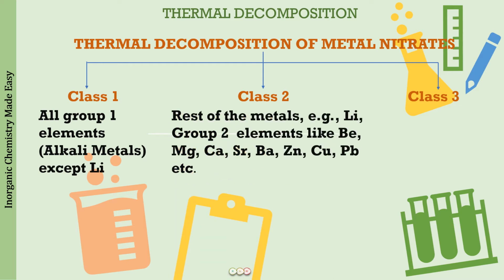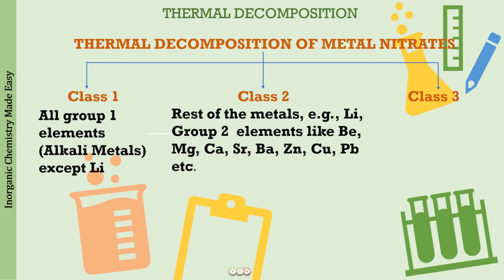Then we have class 2, which is going to be all the metals that you can think of except the metals which are going to be in class 1 and in class 3. And what is class 3? It is going to be silver and mercury. Do remember, here we are not going to include gold and platinum because they are noble metals. If they have some compounds, they are going to have very few. If there will be some compounds, we will be putting them into class 3 with silver and mercury.